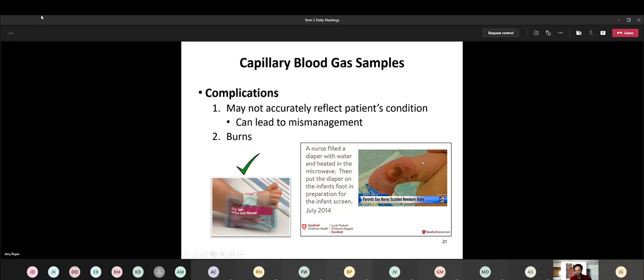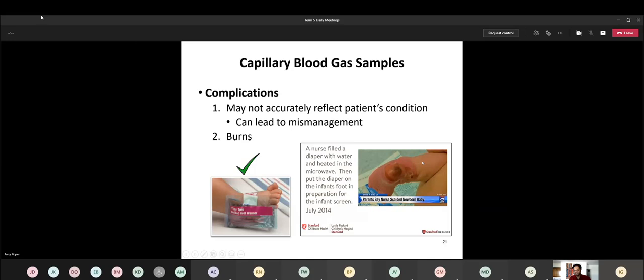So it looks like Lucille Packard took this article and used it as a learning opportunity: this is definitely a concern and you want to be careful of what you're doing. This is a pretty bad burn, almost going down to the bone. So this is like a second degree burn here.